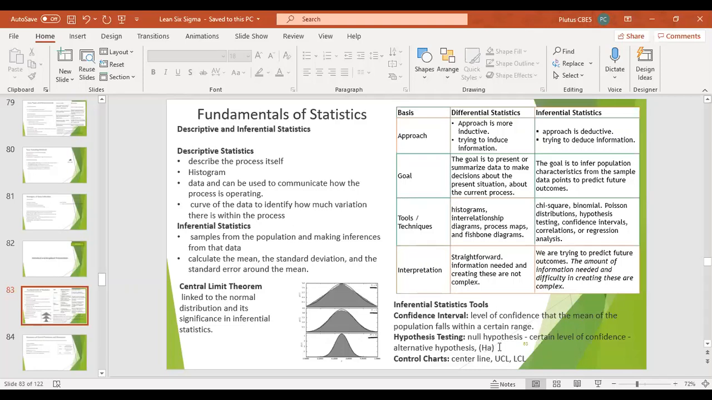And hypothesis testing. This is a very important test in Six Sigma. There we have two hypotheses. One is the null hypothesis, which we call H naught, H0. And another one is the alternate hypothesis, which we call HA. These two make up hypothesis testing. And the control chart, you know very well, right? We have a center line that is the mean, and then we calculate the UCL and the LCL. That comes under the control chart. Okay, any question here?